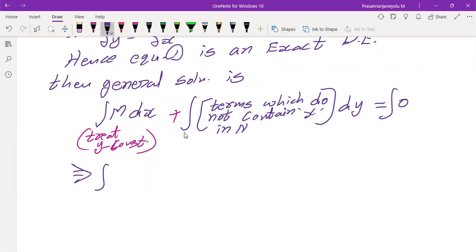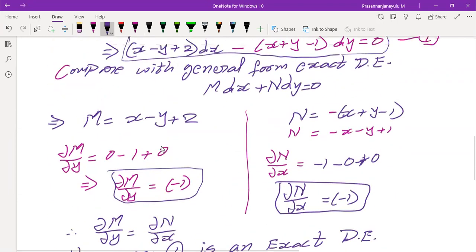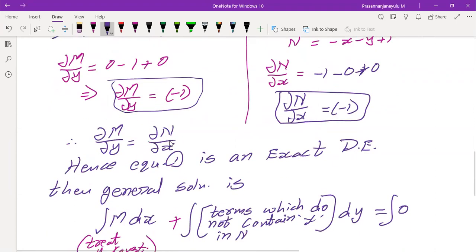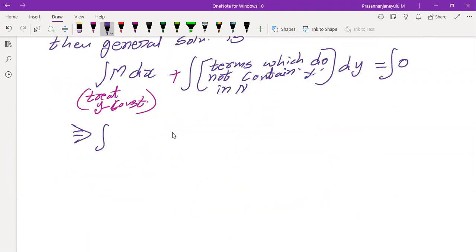Integration of m, what is m? X minus y plus 2, into dx. And we must write this point: y constant. Until completion of this integration, we must write below this integration that y must be constant.